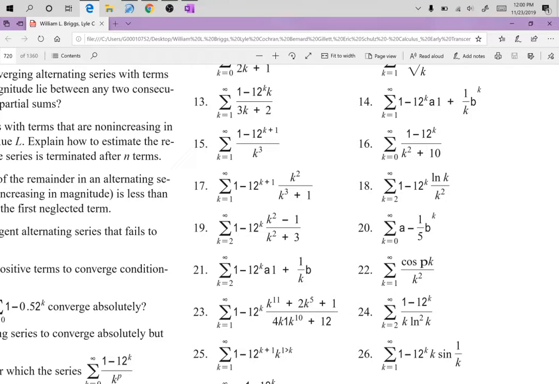But I've seen this problem so many times that I just know. So, which one should we do? Pick a number. 24. 24 it is. Oh, nice one. You picked the perfect one.